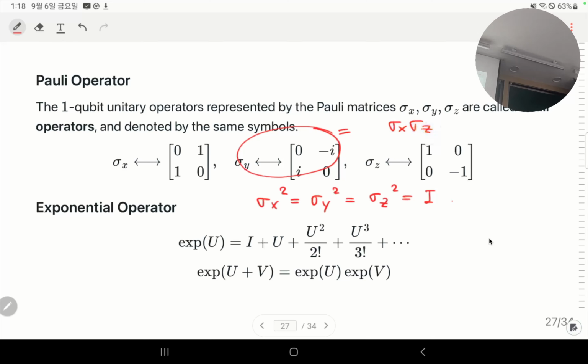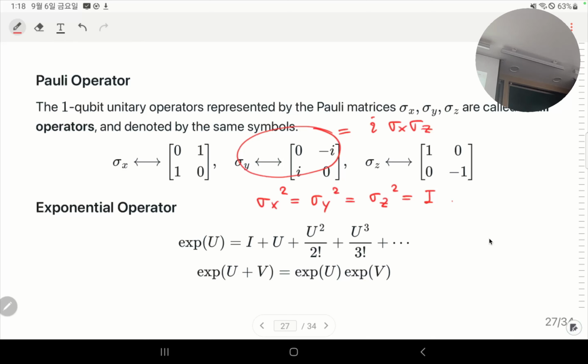Wait, I think there's a typo. No, sigma x sigma z gives me i sigma y, yes, like this one. So sigma y is not really a new operator. It's a combination of two other Pauli operators. So what is important is the Pauli x and Pauli z.